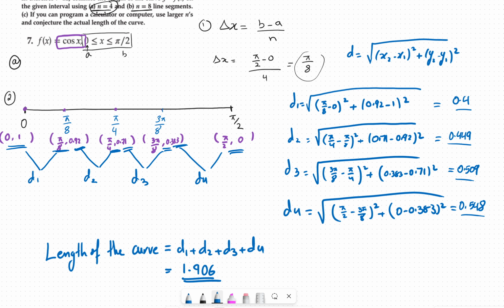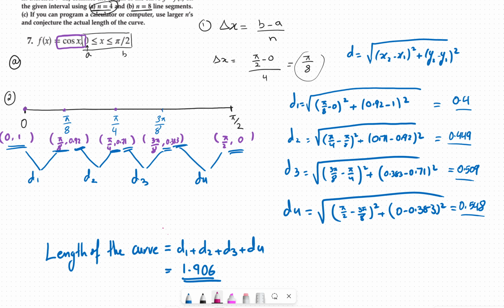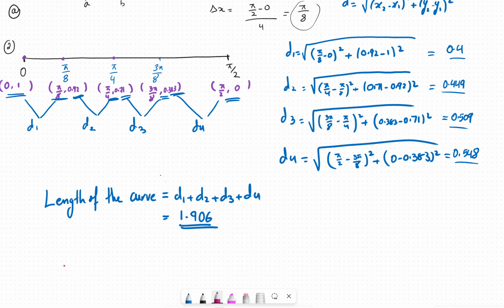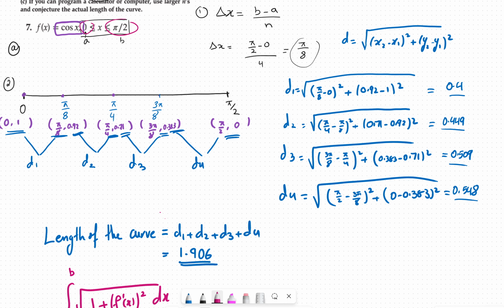Now, there is another formula that can help us find the exact length of the curve. All that we did here is an approximation. What if I want to know the exact length? All you have to do is use this formula. The formula says integral a to b square root of 1 plus f prime of x, all of it squared. Now a and b are the same as what we did in the beginning. They are given in the question, 0 to pi over 2.